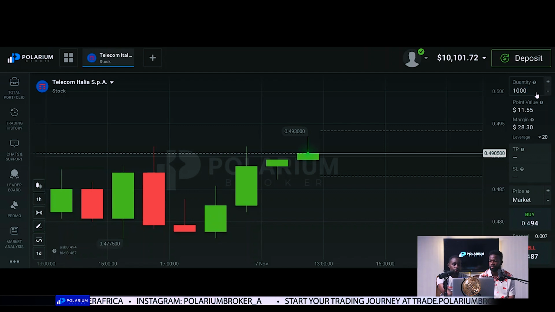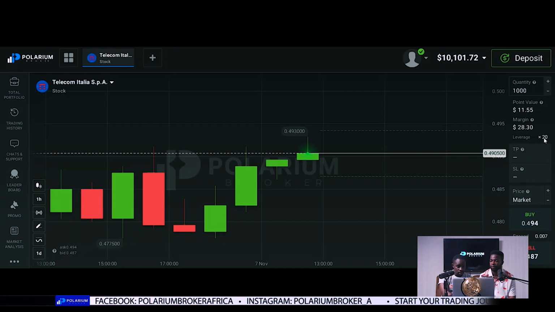Now the margin is 28.3, and the leverage here is times 20. On most other platforms, they will even put the leverage at 100 for you, and before you know it, your trade has entered liquidation if it doesn't go along with what you forecasted. But with 20, you are very, very safe.